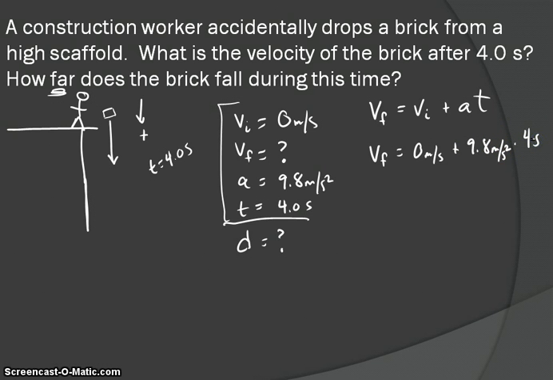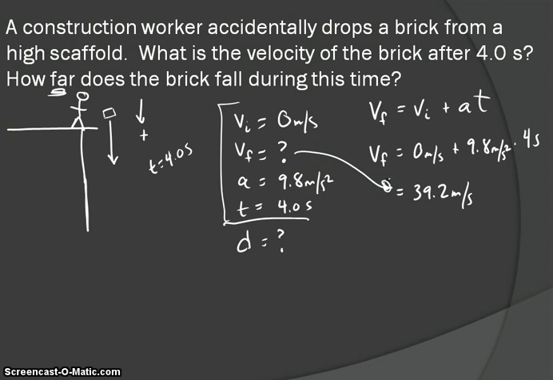So I'm just going to take my 9.8 times my 4, and I end up getting 39.2 meters per second. That's my velocity. Okay? Straightforward type of problem. All we have to do is pick out that information and find that. Now we know that one.